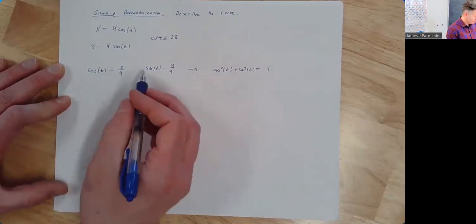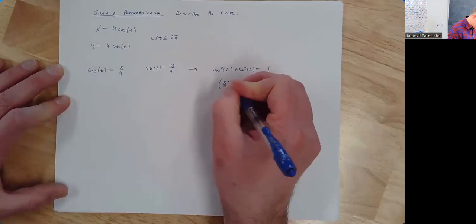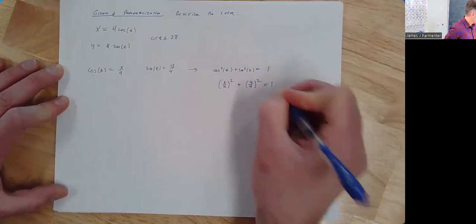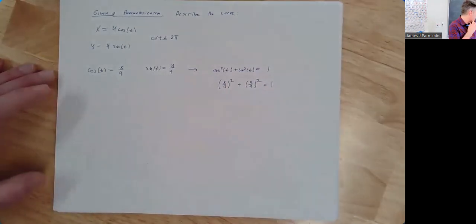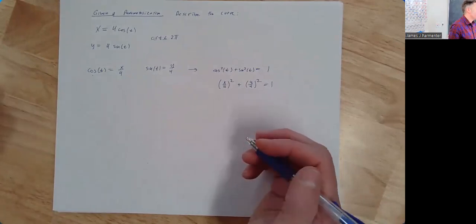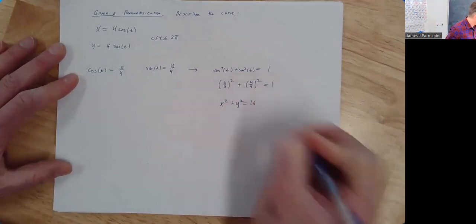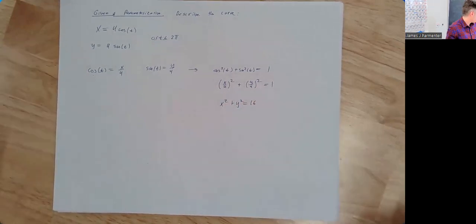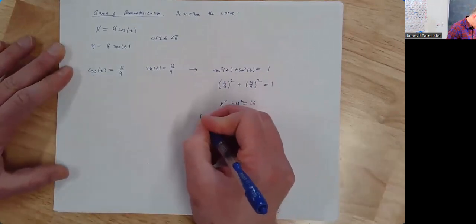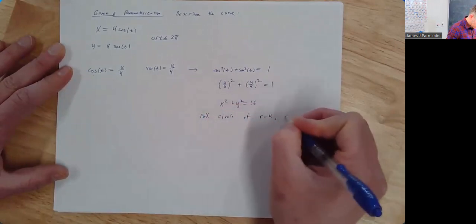But then I can replace cosine squared and sine squared with what they're equal to. So cosine is equal to x over 4 squared. Sine is equal to y over 4 squared. That's equal to 1. And then you could leave it like that. You could totally leave this as x squared over 16 plus y squared over 16 equals 1. But the more standard way of writing it would be to say x squared plus y squared equals 16. So this is totally a circle, radius 4, center of the origin. So we have the full circle of radius equal to 4, center of the origin.